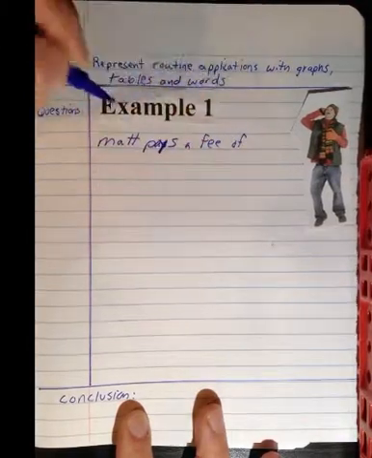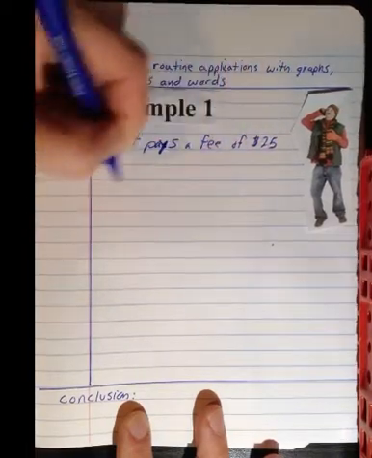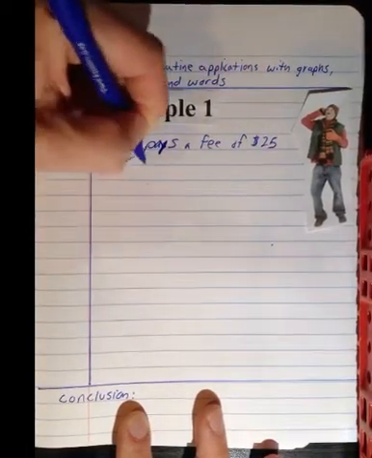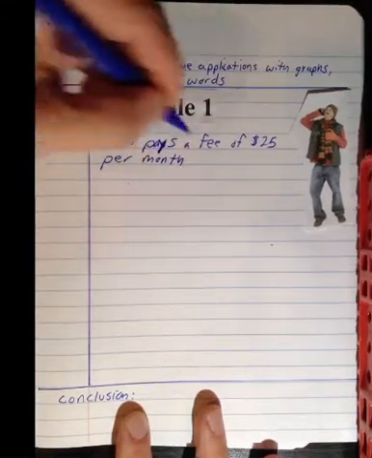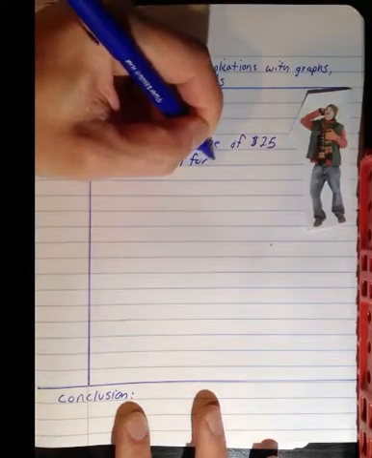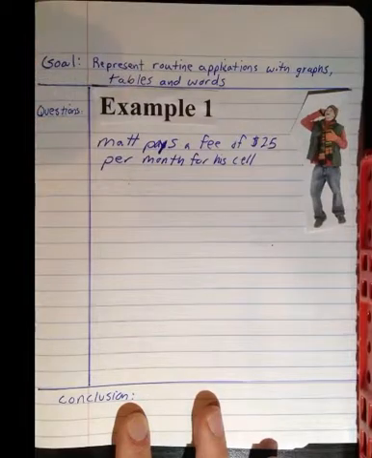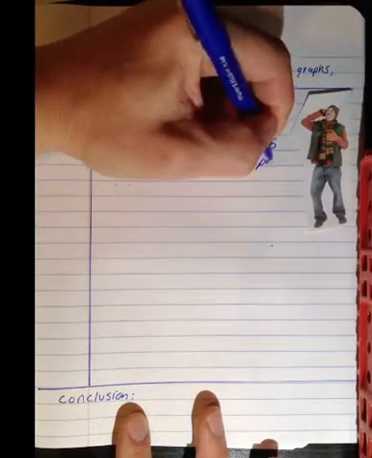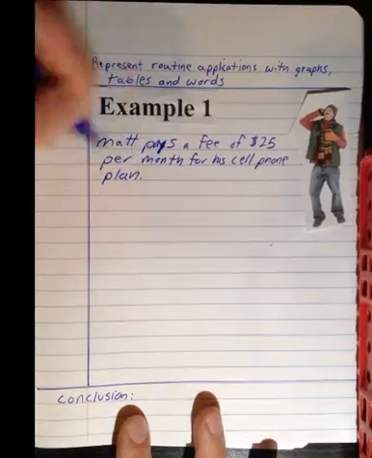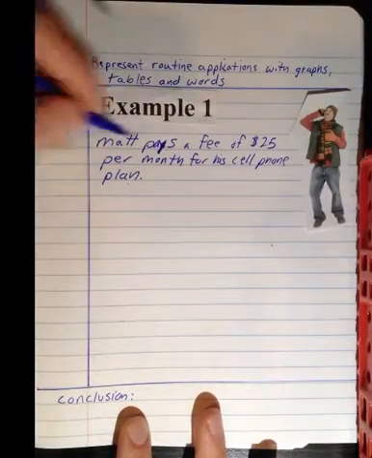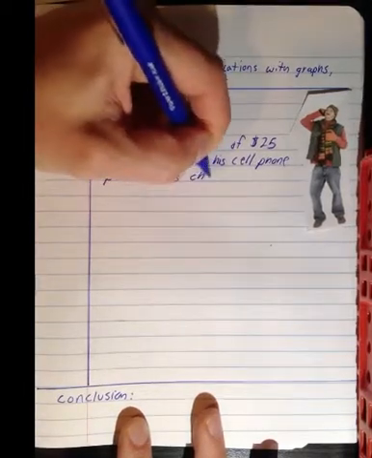So Matt pays a fee for texting of $25 per month as what's called a base rate. That's what he pays every month, no matter how many texts he sends. Then, on top of that $25, he pays 15 cents for each text he sends or receives.